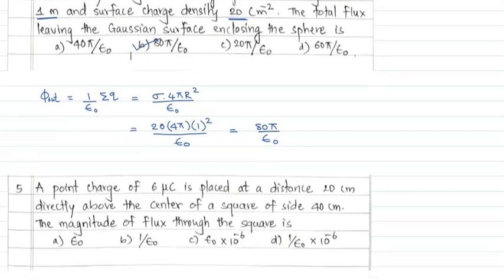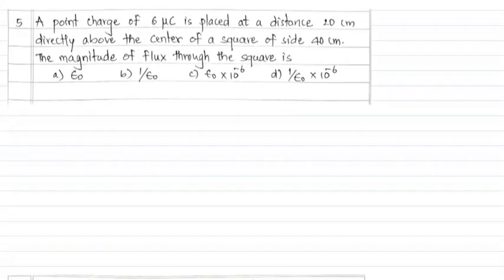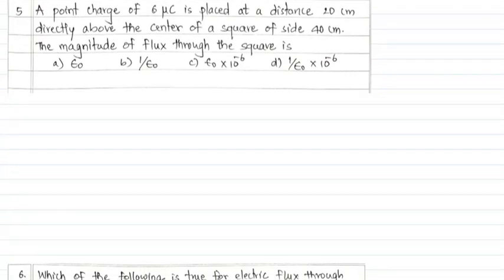Next, fifth one. A point charge of 6 microcoulomb is placed at a distance of 20 centimeters directly above the center of a square of side 40 centimeters. So what is the magnitude of flux through this square?